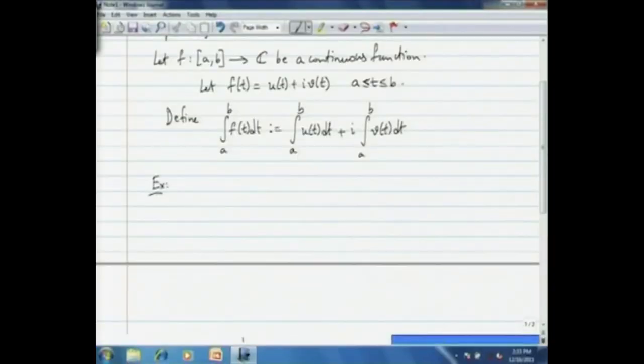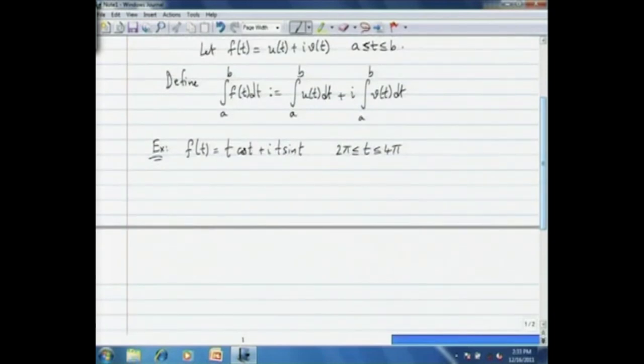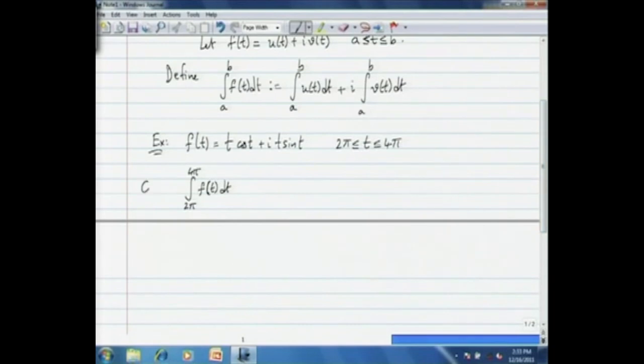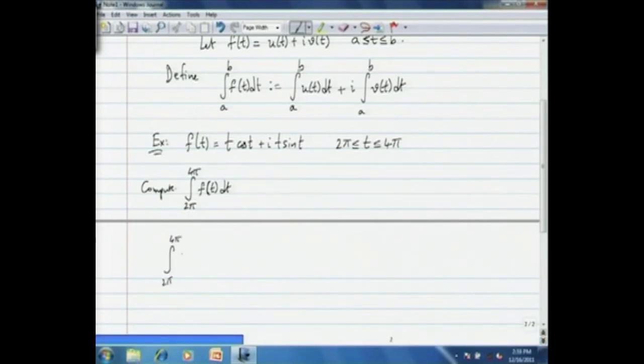And let us see some quick simple minded examples. So, consider f of t equals t cosine t plus i times t sine t, and t ranges, let us say, between 2 pi and 4 pi. Then let us calculate the integration from 2 pi to 4 pi of f of t dt. So, this integral by definition is the integral from 2 pi to 4 pi of the real part of f, which is t cosine t dt, plus i times the integration of the imaginary part of f, which is t sine t dt.